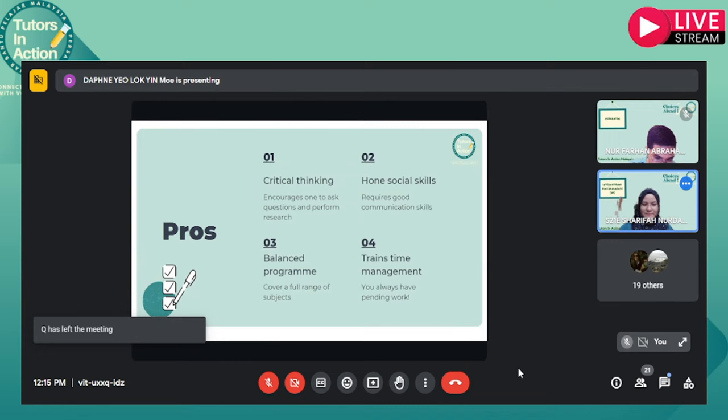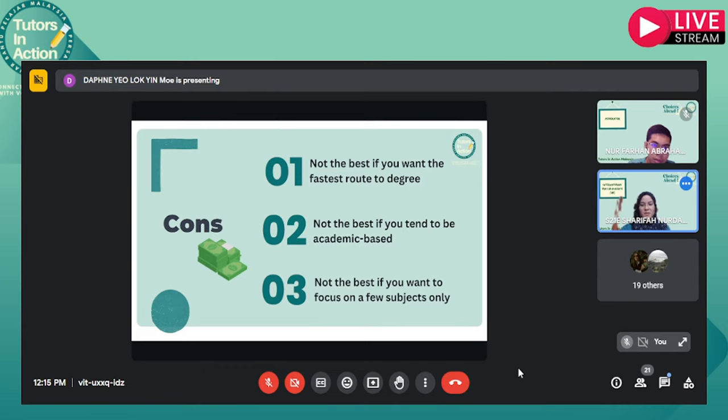Cons: it is not the best if you want the fastest route to a degree. It takes two very long years, compared to the rest, whereby you can finish pre-U in 10, 11, or 12 months. It's also not the best pre-U if you tend to be very academic based, because IB trains you to excel in other skills too. It's also not the best if you want to focus on only a few subjects, because of the requirement of the six groups that you have to take. Okay, next slide.